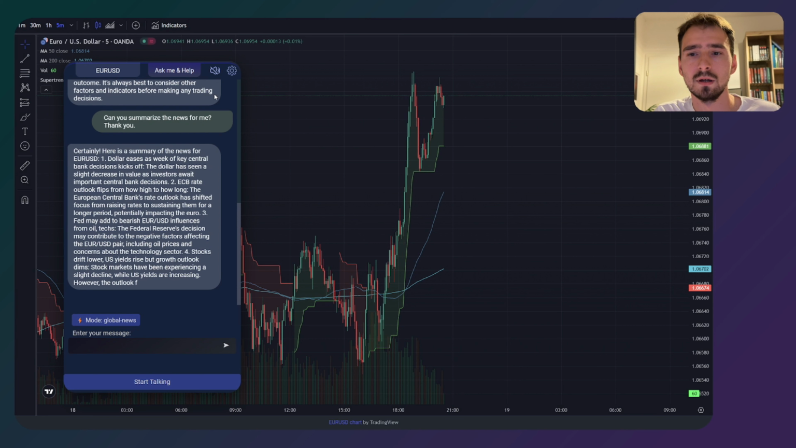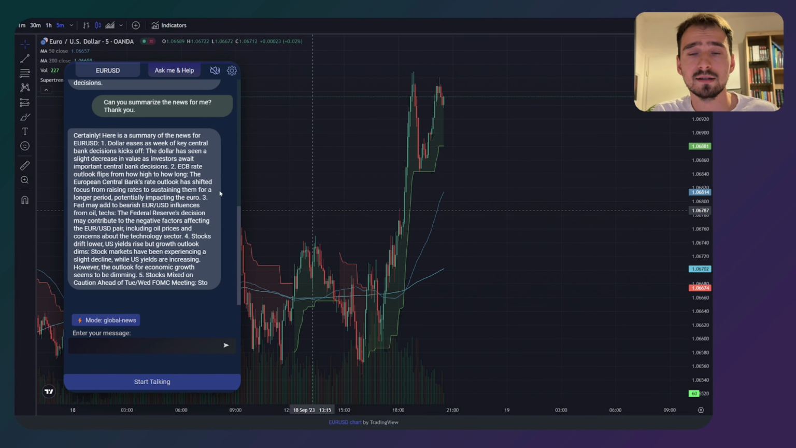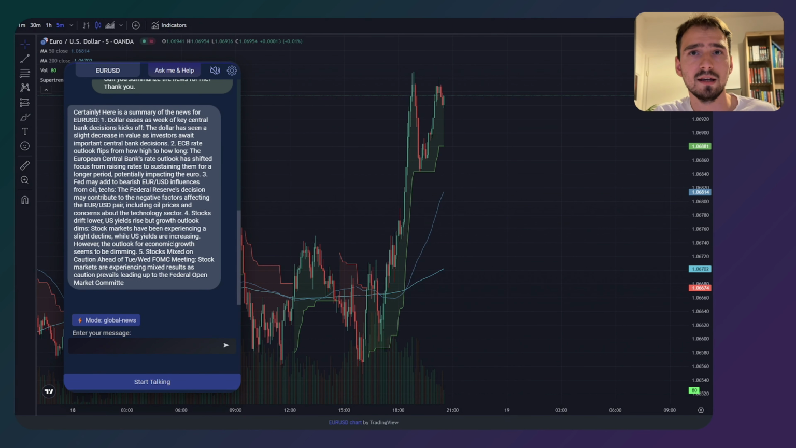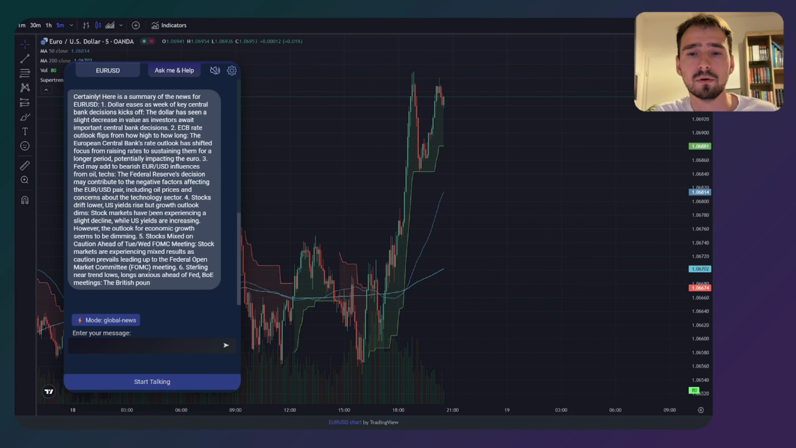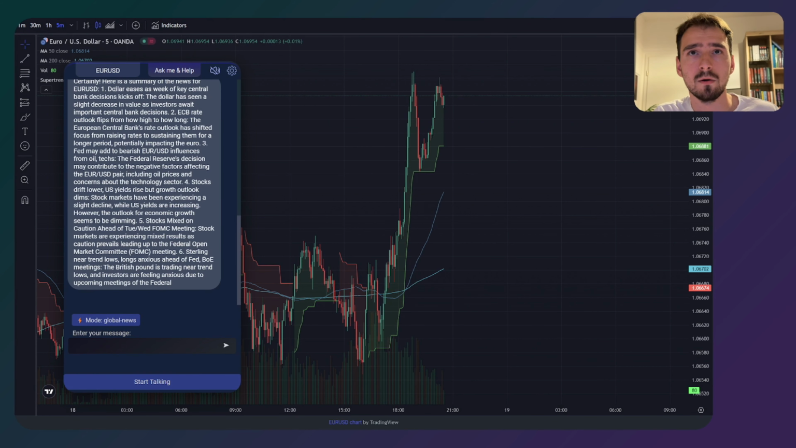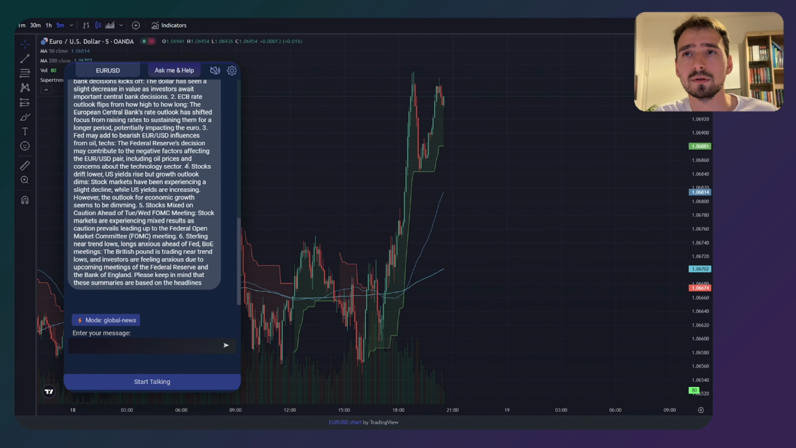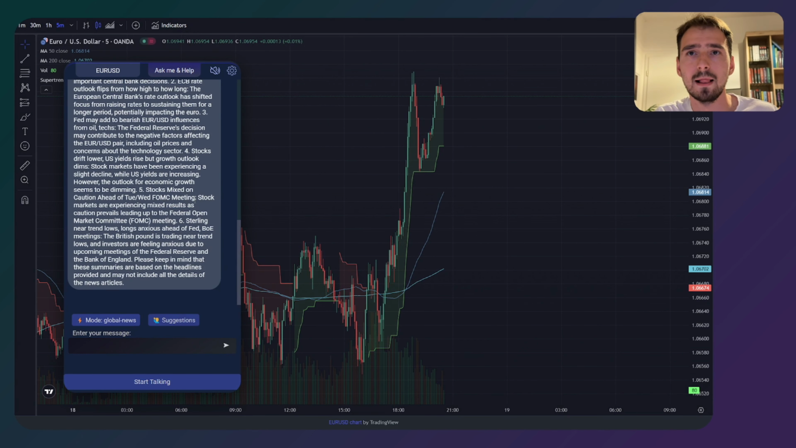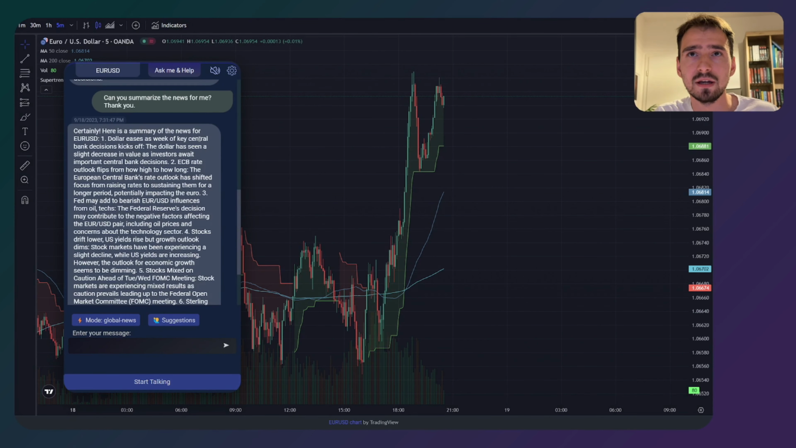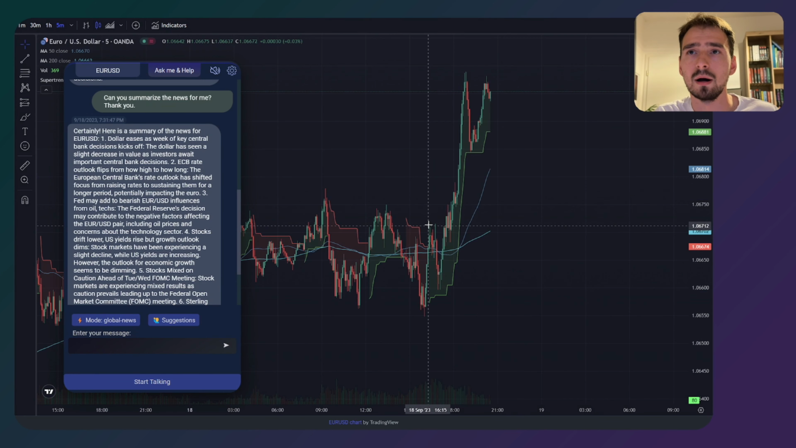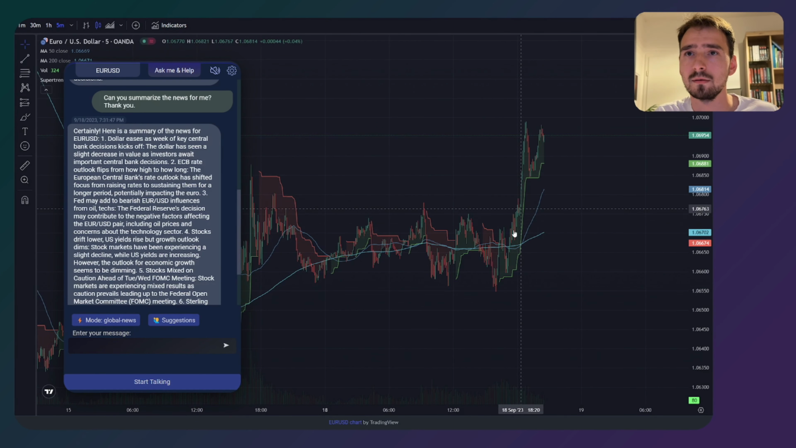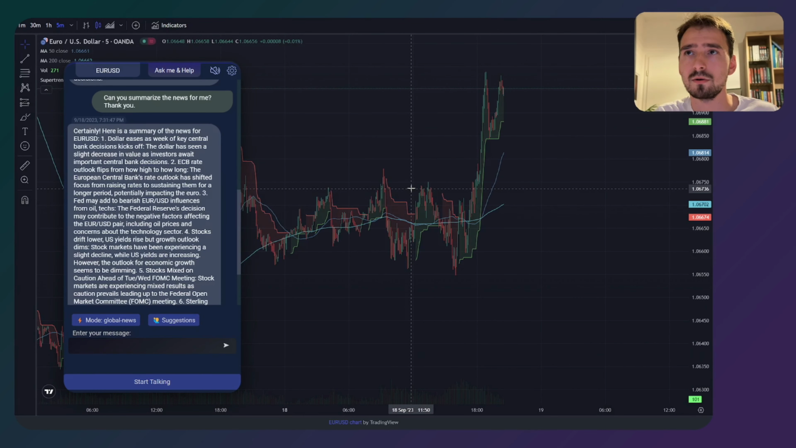I'm going to pause it here, but as you can see, it read the news and gives me an overall summary of what's going on. And right in the beginning, the first one was that the dollar is easing as a week of key central bank decisions kicks off. So that could be the potential upwards move here, making the euro a little bit stronger now.